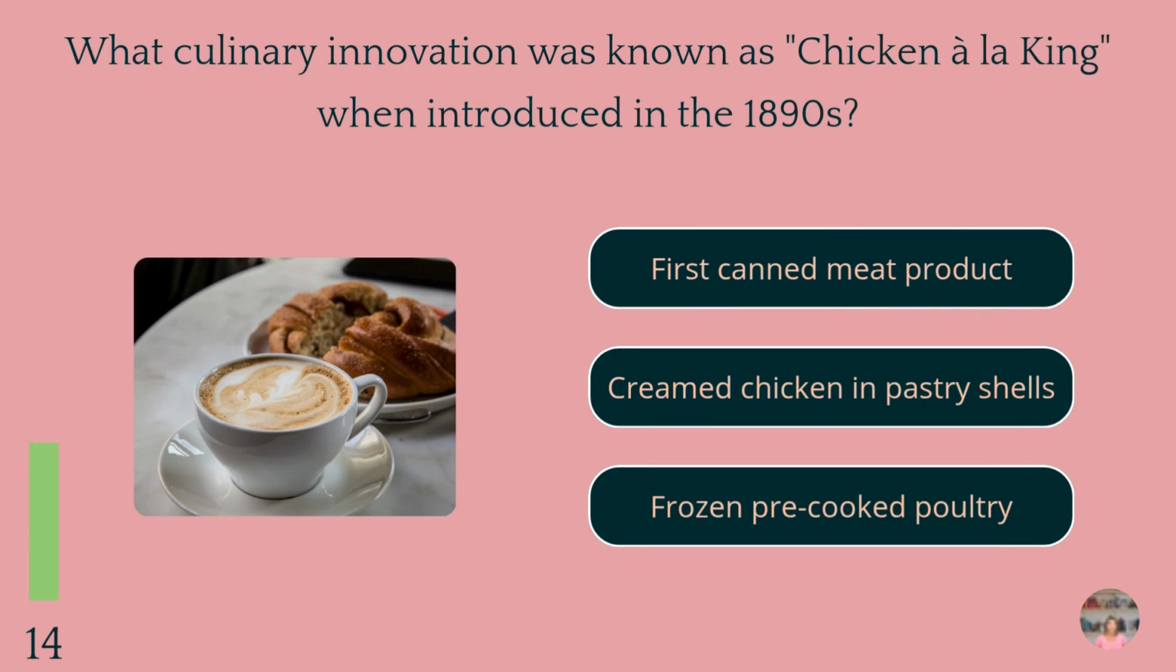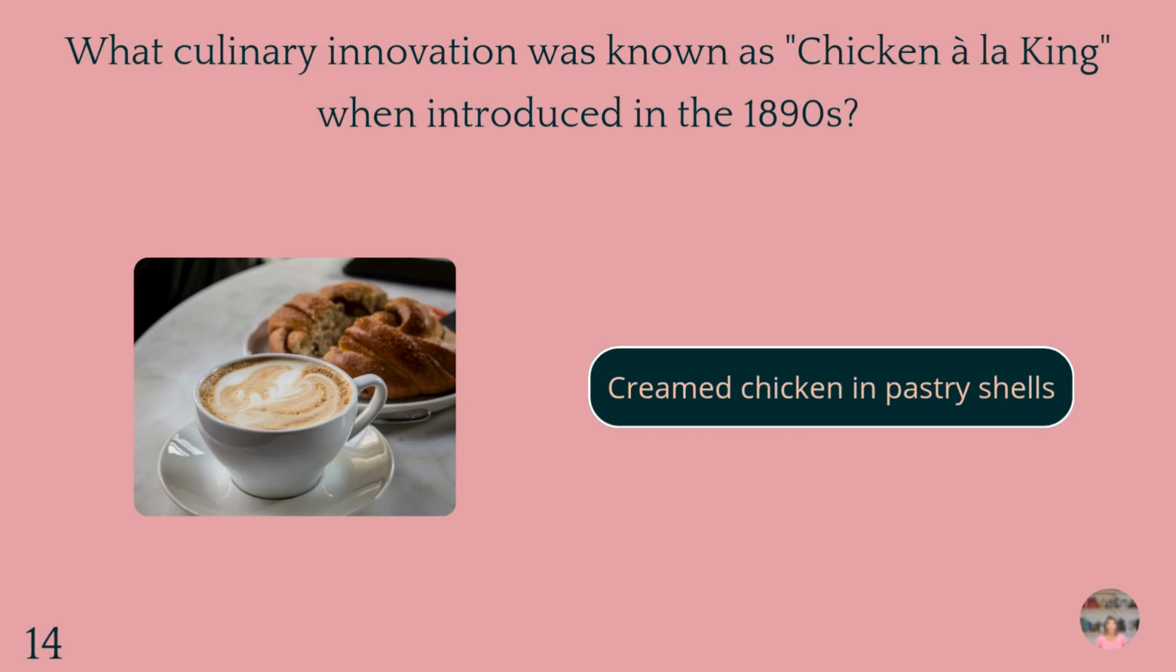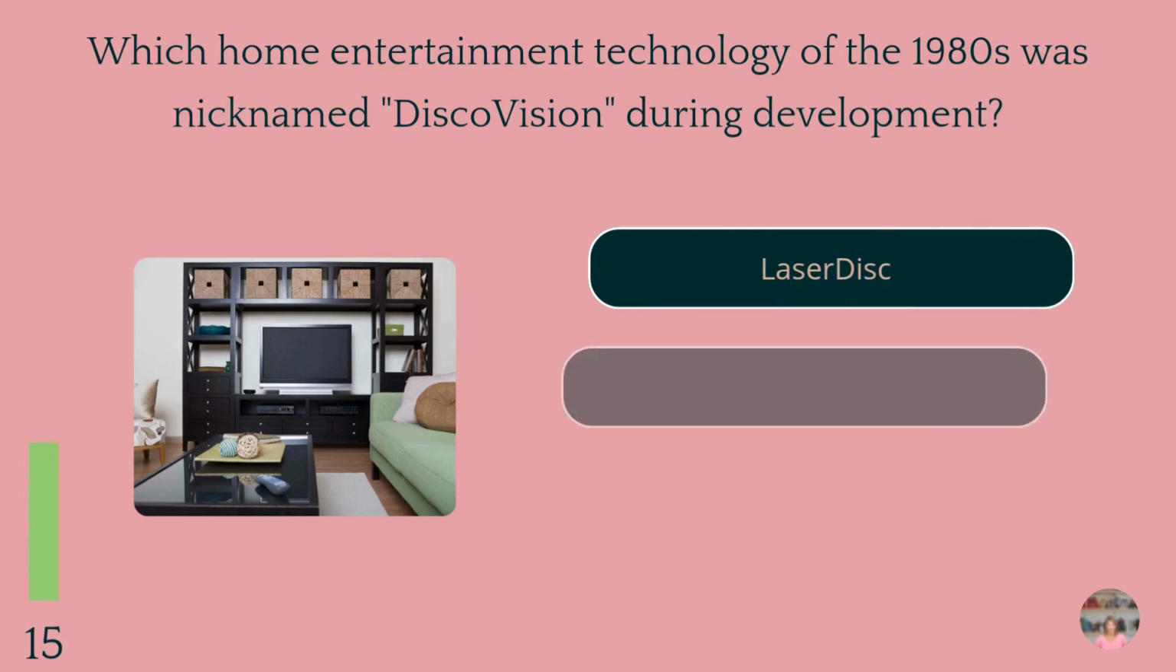What culinary innovation was known as chicken a la king when introduced in the 1890s? The first canned meat product, creamed chicken and pastry shells, or frozen pre-cooked poultry? Creamed chicken in pastry shells.